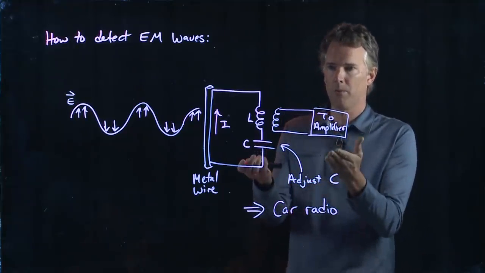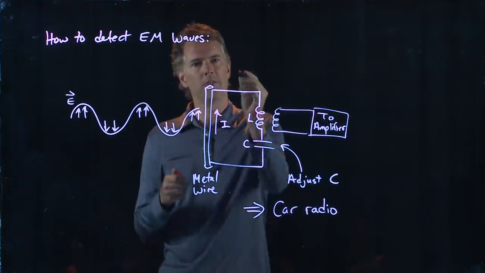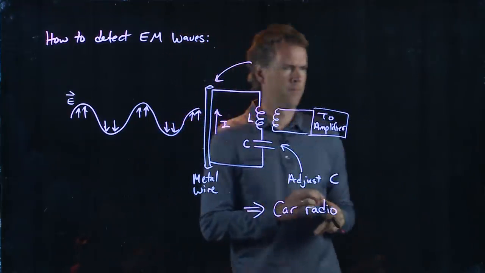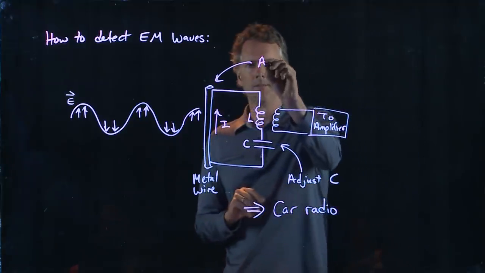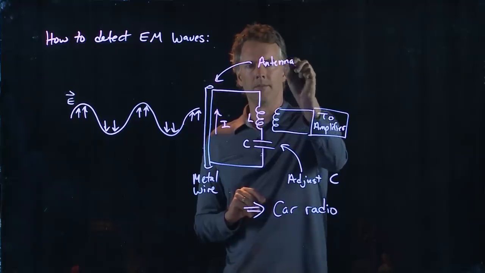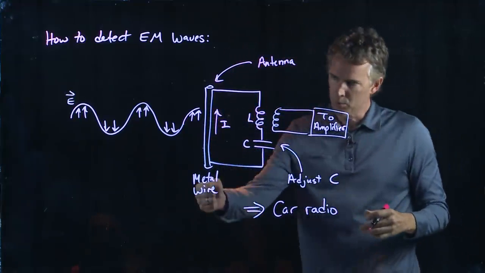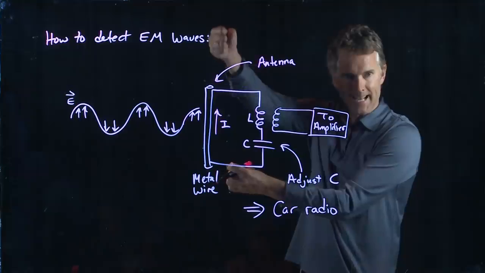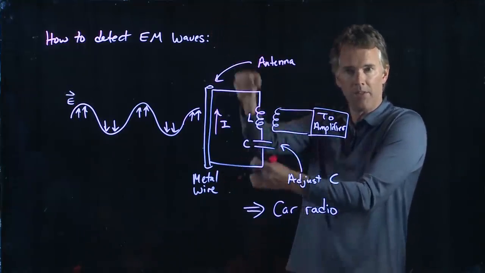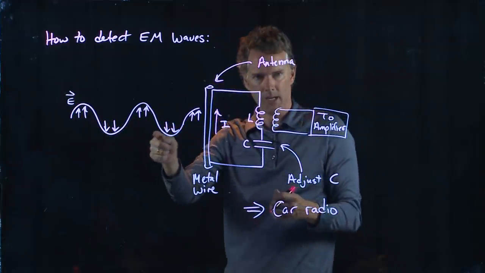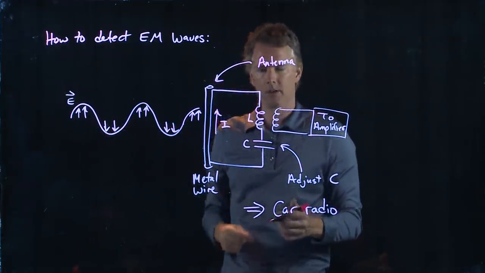All right, this is your car radio. What is this thing? What is this big metal wire? That's your antenna. Right? You go outside your car, you reach in, and you pull out this big telescoping wire. That's your antenna. What is it there to do? It's there to collect the radio waves that are coming in.